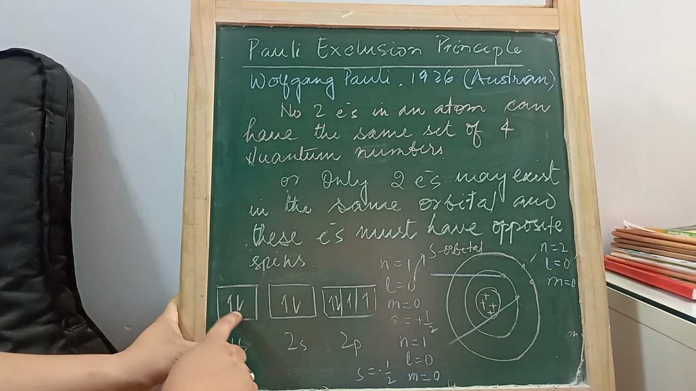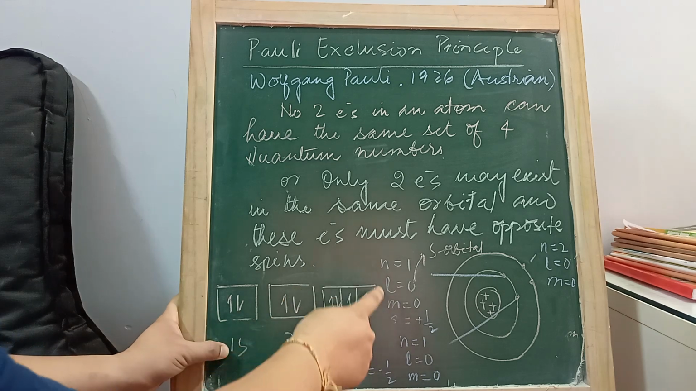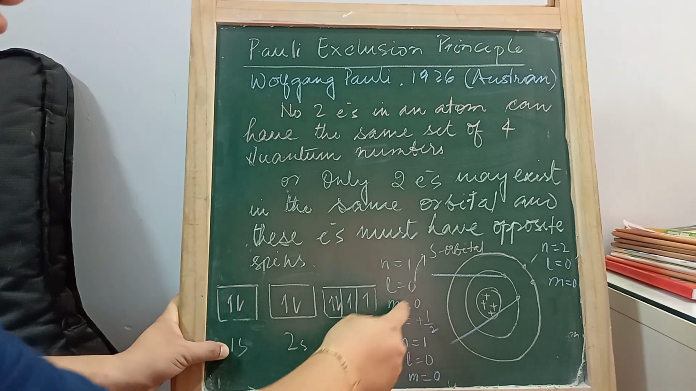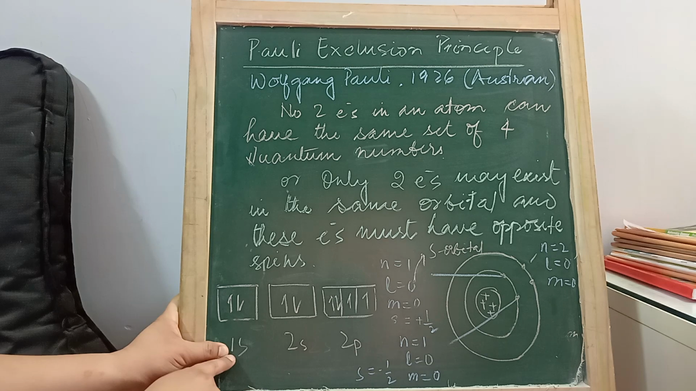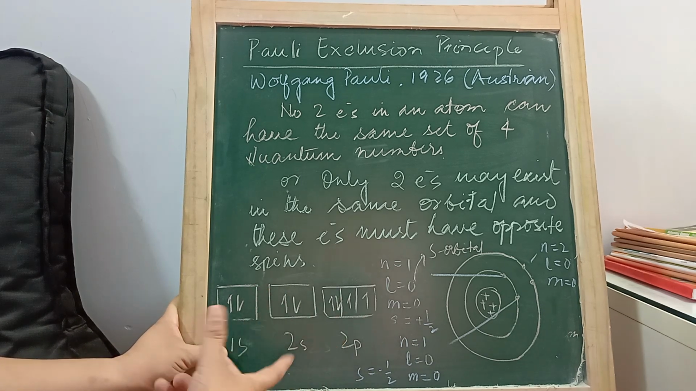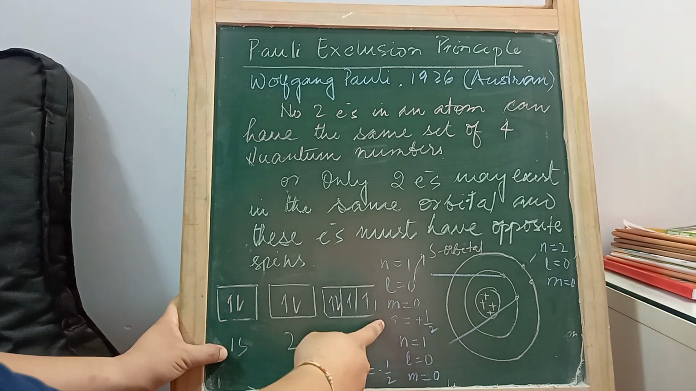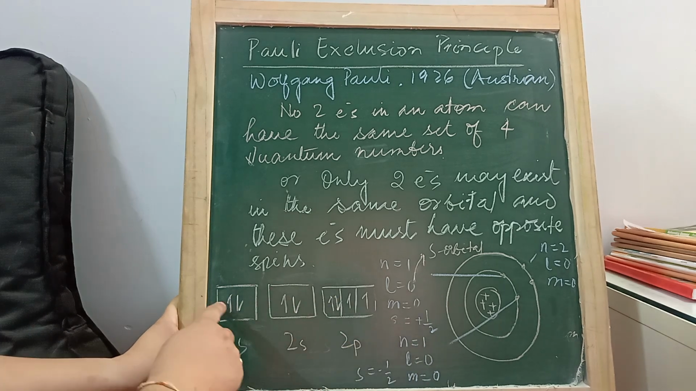See, for these 2 electrons, the first 3 quantum numbers will be: n equal to 1, because it is in the first shell. n equal to 1, s means l equal to 0, and m equal to 0. So these are the 3 quantum numbers for this electron. What is the fourth quantum number? It will be plus half. So let this be the upright arrow.